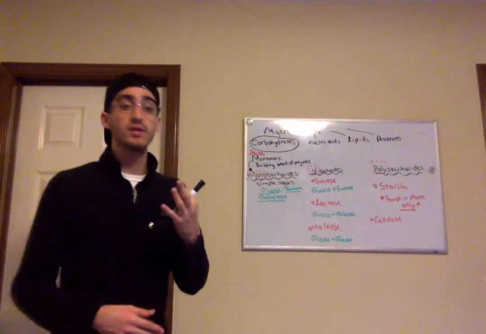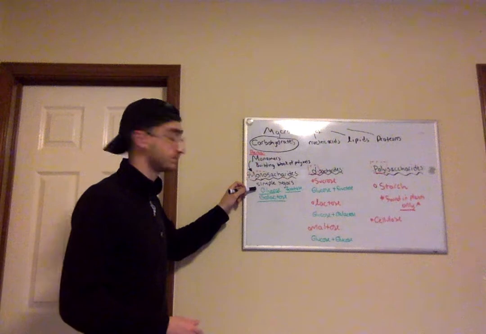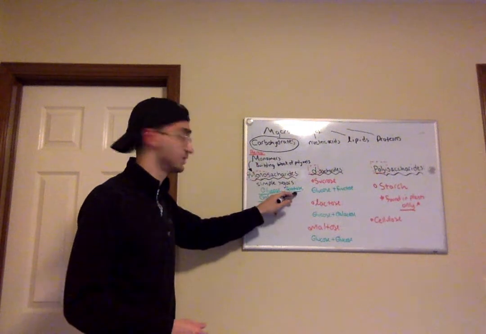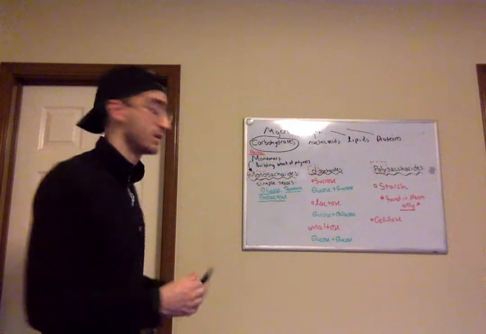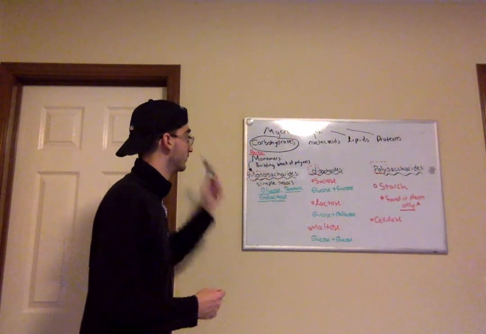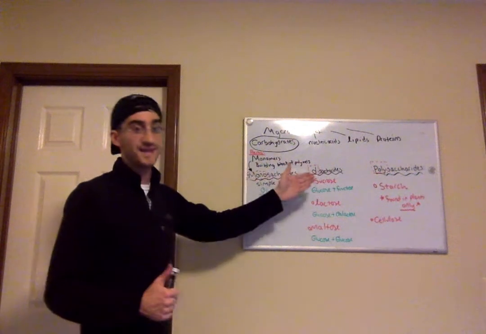There are three monosaccharides, if you can see right here. One is glucose, fructose, and galactose. Again, three monosaccharides, okay? The building blocks of carbohydrates. Moving on, we have disaccharides.